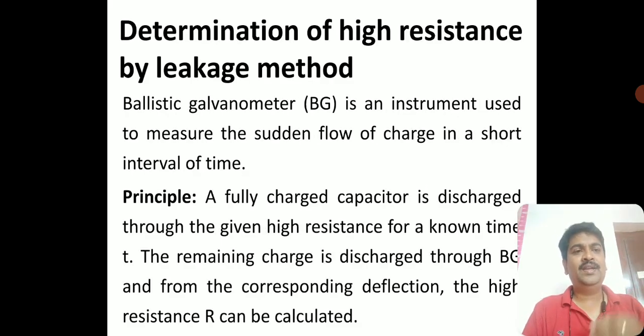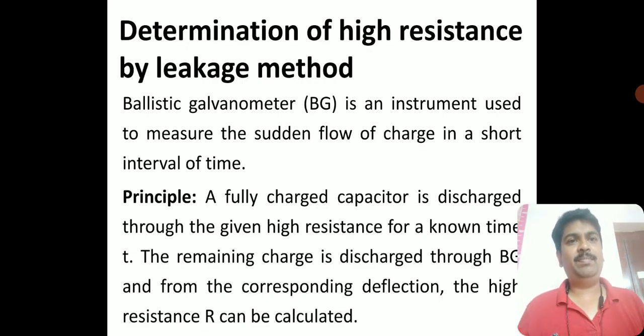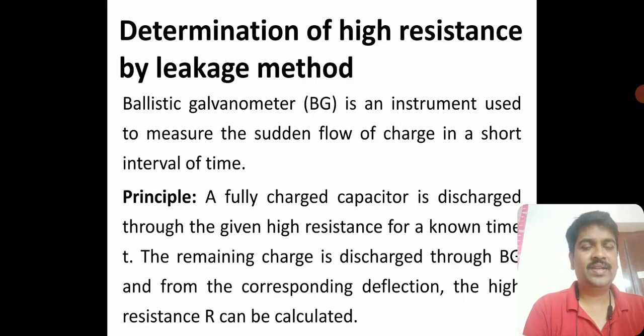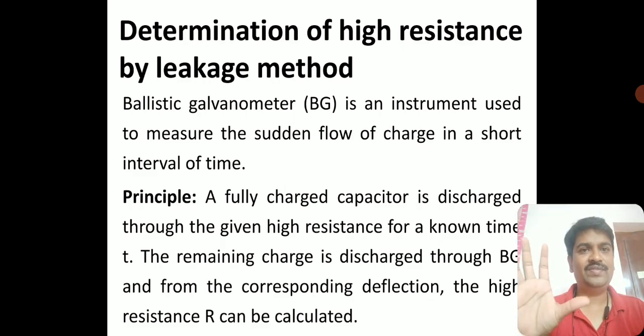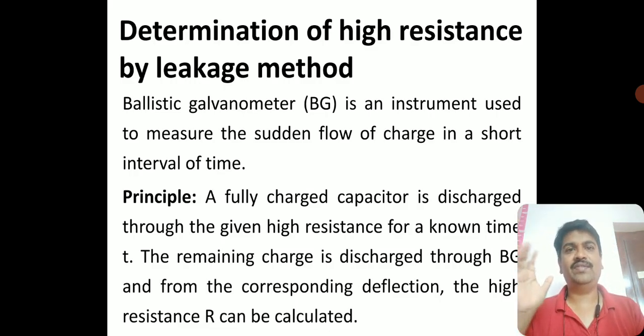Right. So this is the actual topic I wanted to discuss in the video. This is one of the applications of the ballistic galvanometer. The first application of the ballistic galvanometer is that high resistance can be calculated by a method called leakage. You know what a BG is: a BG measures the sudden flow of charge for a short interval of time. It only measures the charge which is flowing suddenly for a short interval of time.